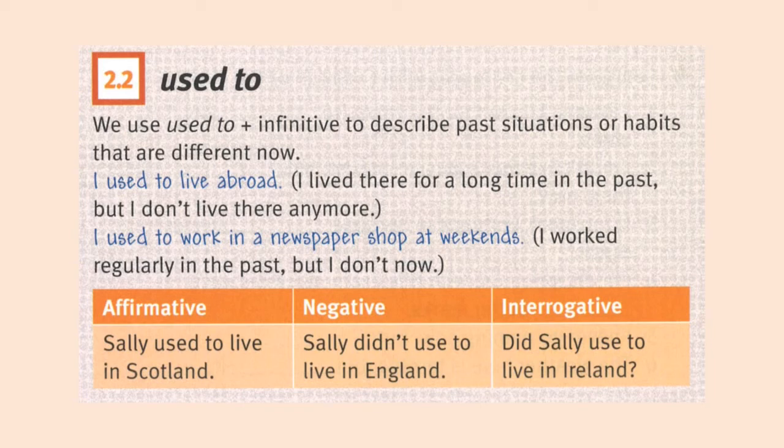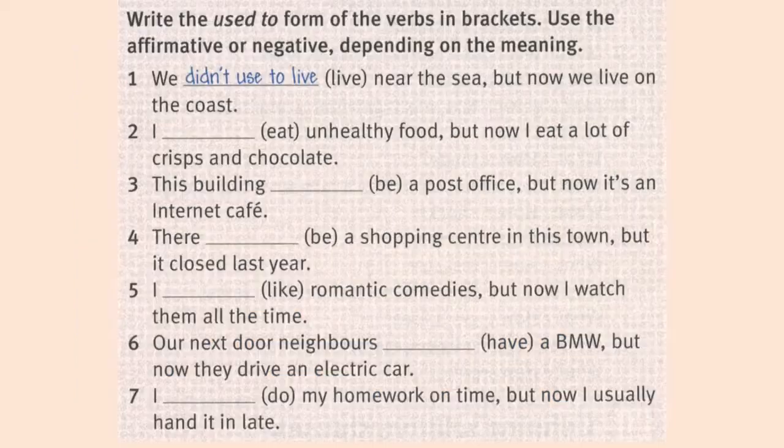Sally used to live in Scotland. Sally didn't use to live in England. Did Sally use to live in Ireland? In this task, you have to decide whether to use the affirmative or a negative form of used to, depending on the meaning of the sentence. Read the sentences, decide what the sentence actually means, and then write used to either in the affirmative or the negative form.